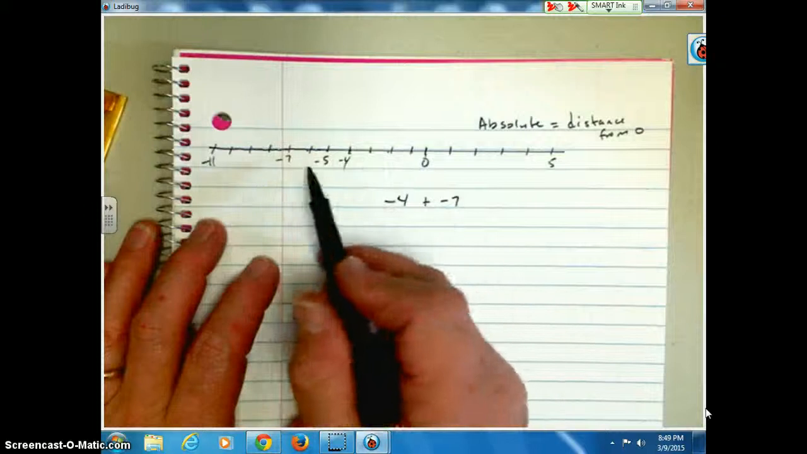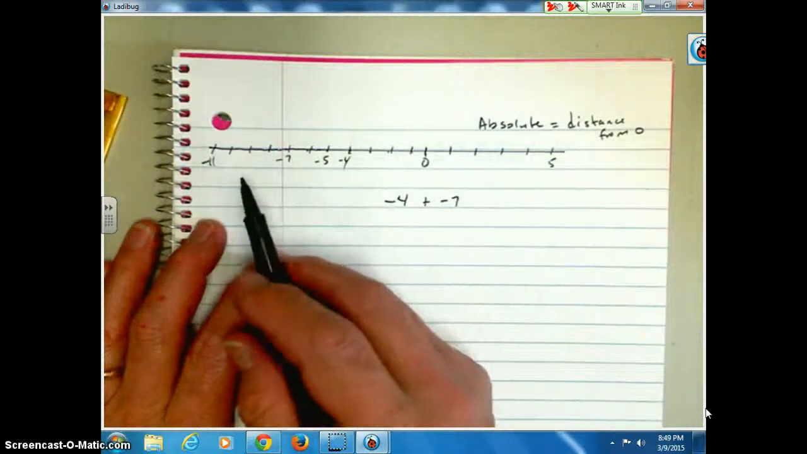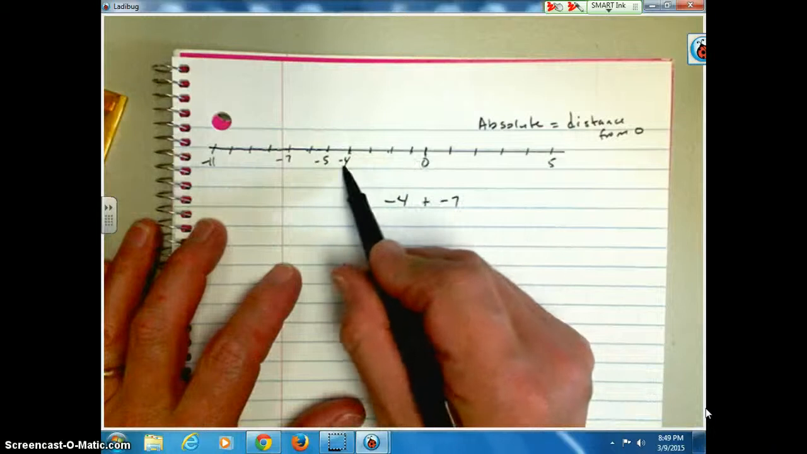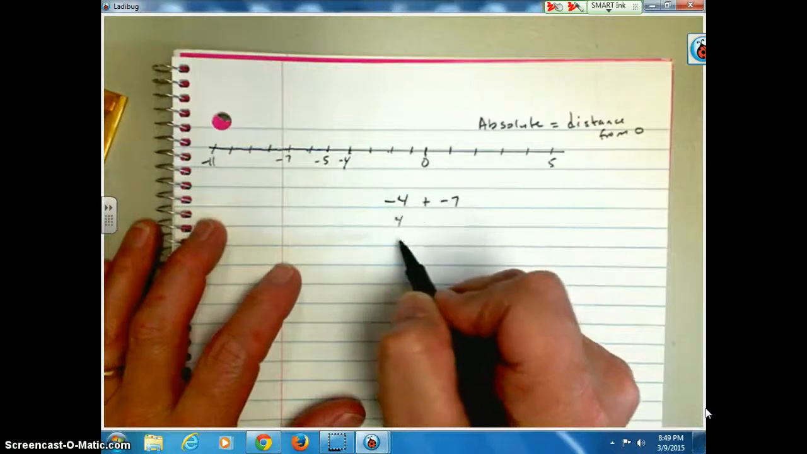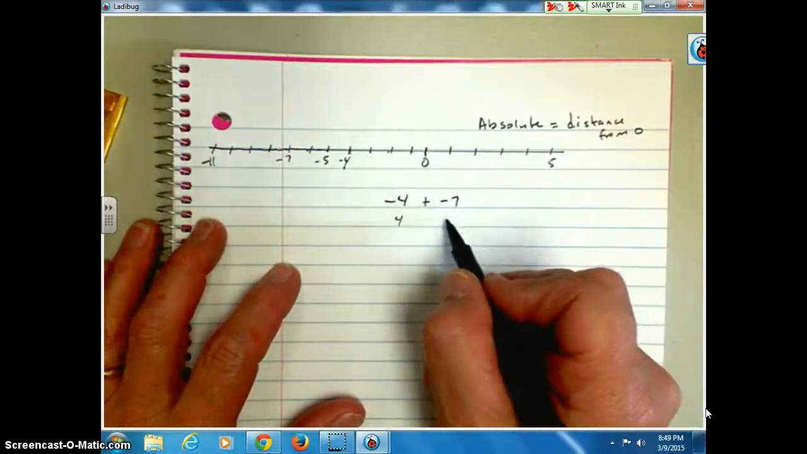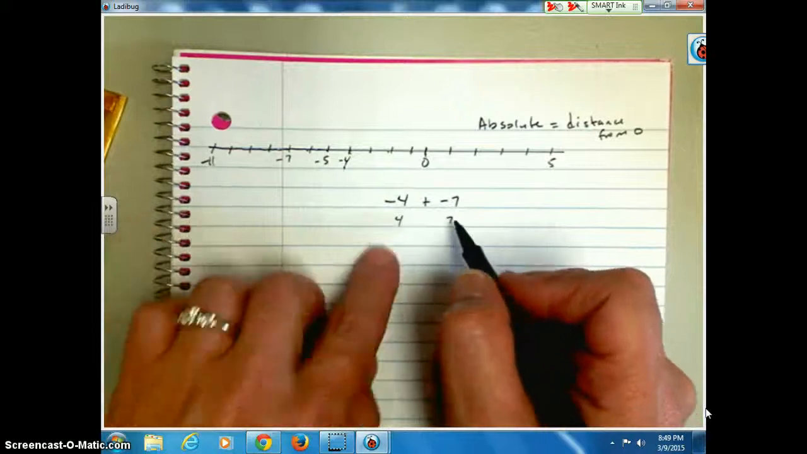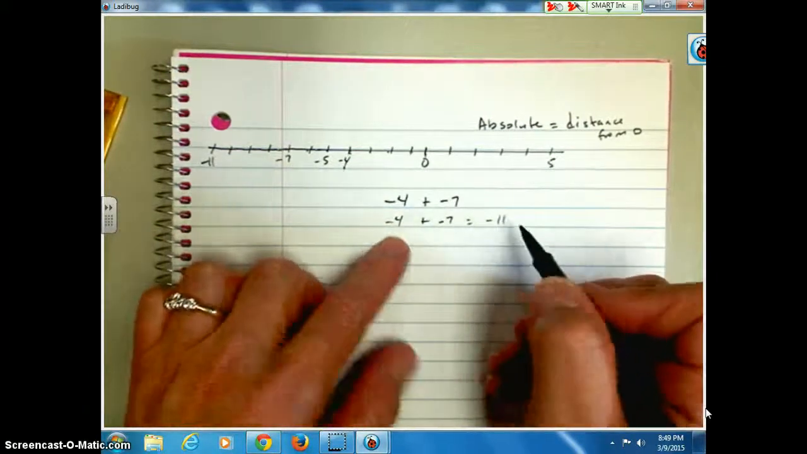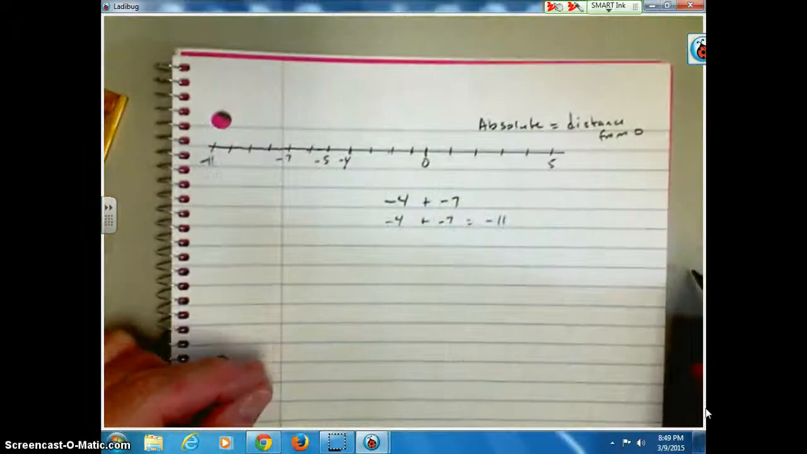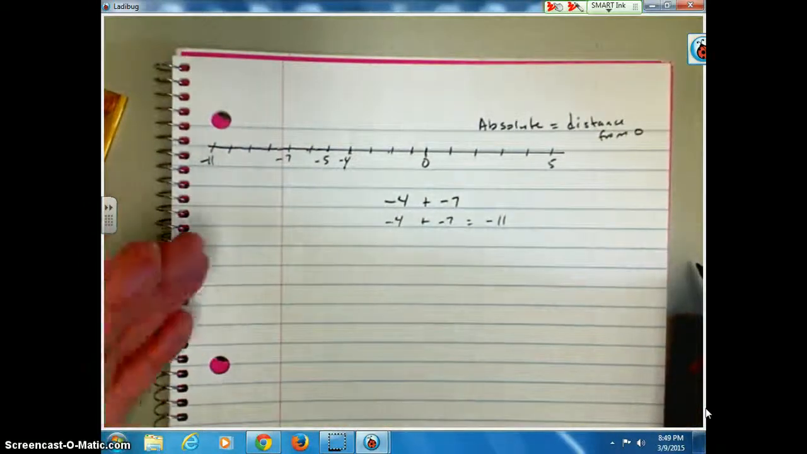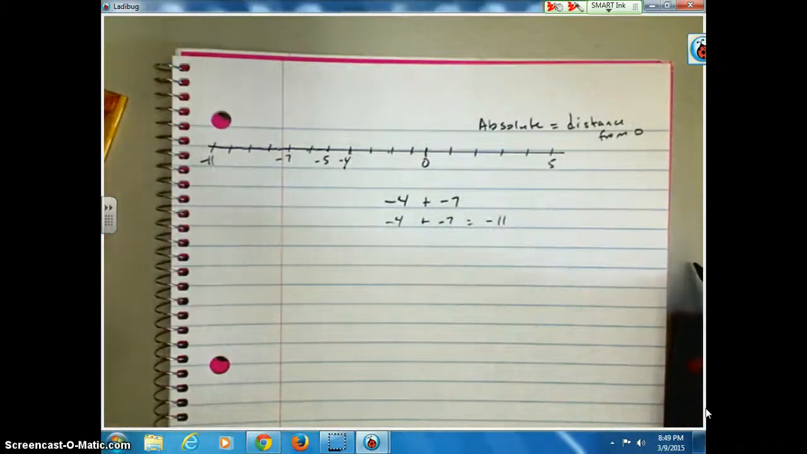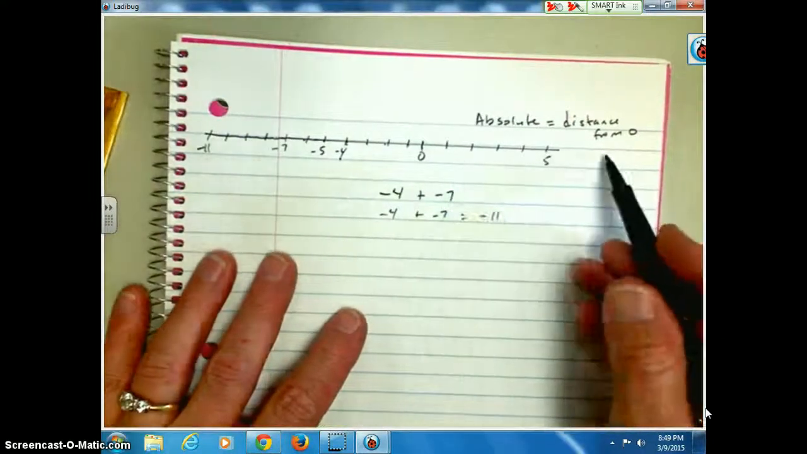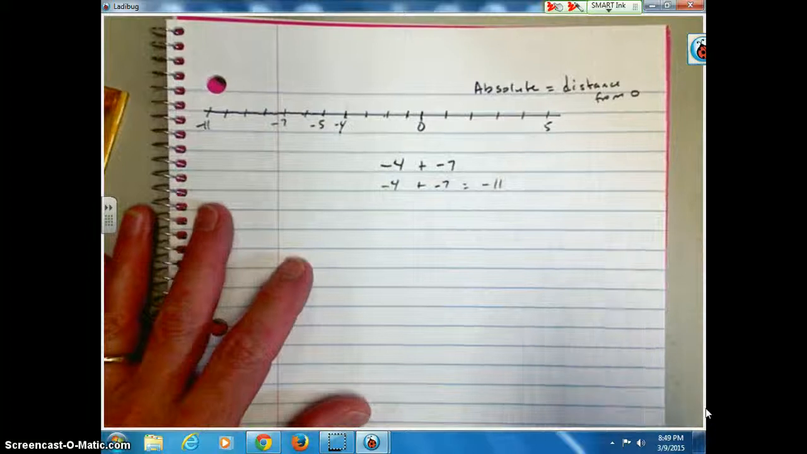So it's kind of like we went in the hole, and then we went in the hole 7 more, and we end up with negative 11. Now the absolute value of negative 4 is 4, and the absolute value of negative 7 is 7. And since they were both negatives, we end up with a negative 11, which is pretty easy to understand. If you're going to go in the negative twice, you're just going to get more in the negative. If you're adding positive numbers, of course, you just add up, and you get a bigger number in the positive.